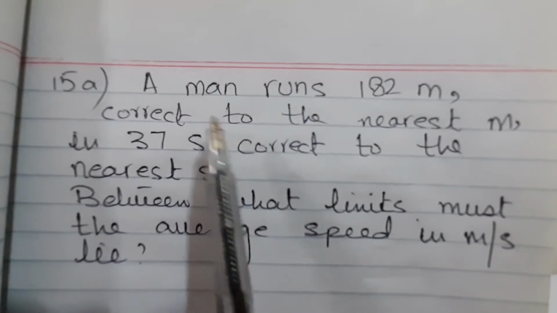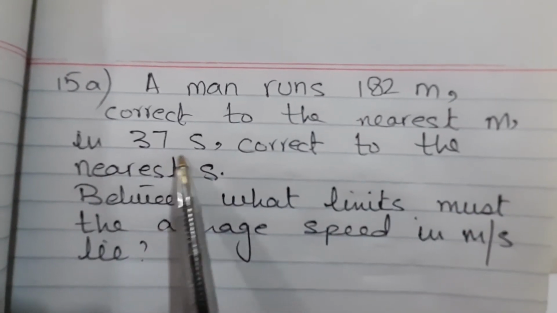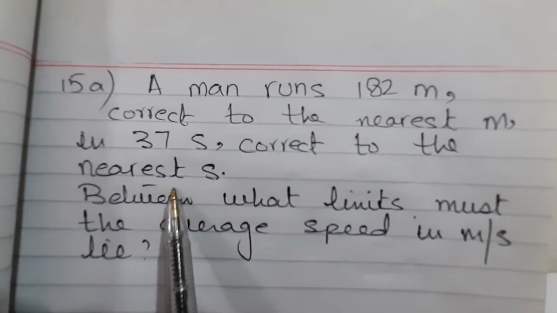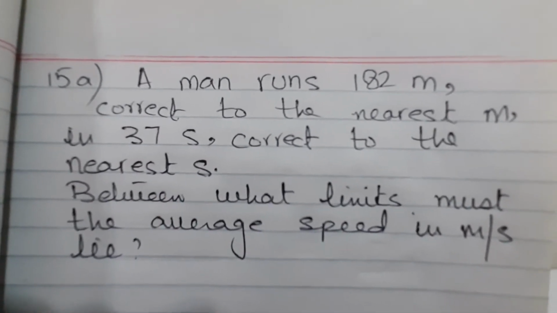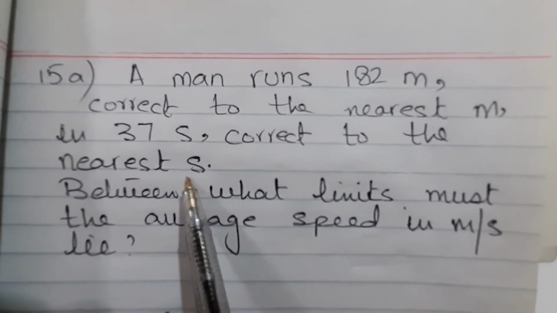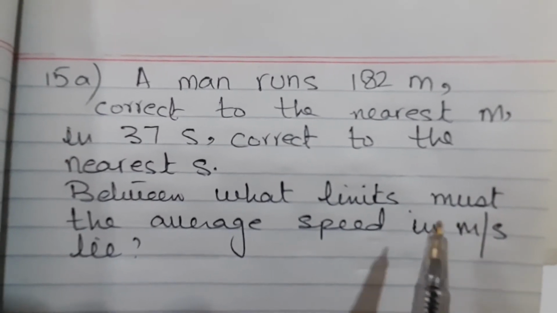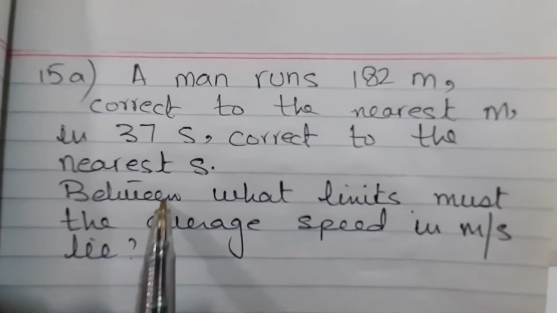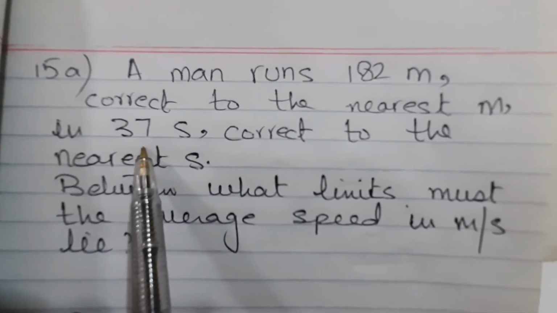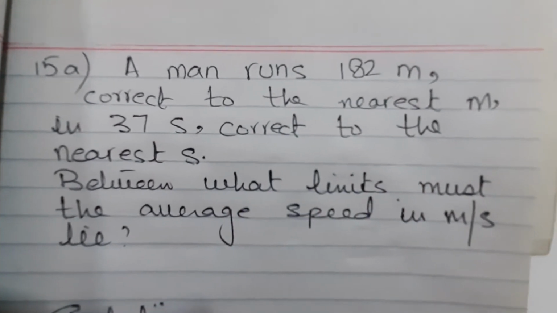And then he's saying, a man runs this meter correct to the nearest meter in 37 seconds, correct to the nearest second. So time is also given correct to the nearest second. So again, nearest second means 1 unit. So you will divide 1 by 2 and the answer is 0.5, which you will add and subtract to get the limits. Let me just explain this part, then I will come to the question.